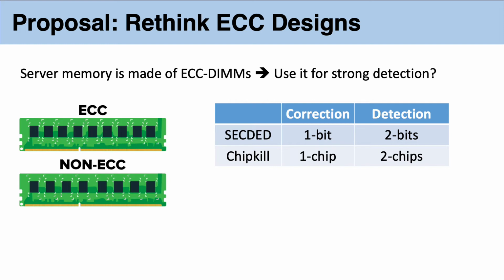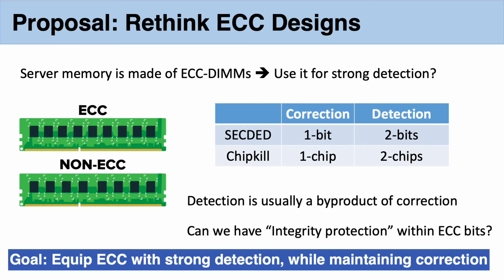In conventional codes, the detection capability is really a byproduct of correction. You don't design the code thinking about maximizing detection. You think about maximizing correction, and detection is really an add-on. The question we try to ask in this work is, can we get integrity protection within the space of ECC bits while maintaining the correction level?